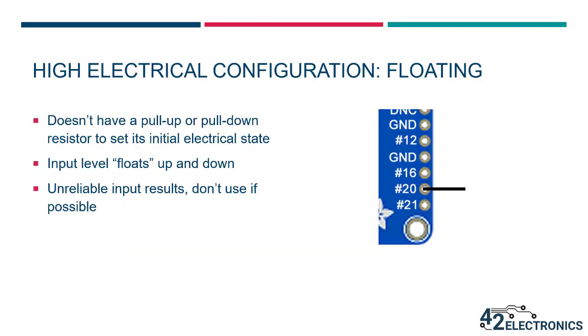All right, here is the third electrical configuration. It's called a floating configuration, and we talked briefly about this a few minutes ago. This condition is created when the input does not have a pull-up or pull-down resistor to set its initial electrical state. So this input pin will float up and down and can cause unreliable readings, so we want to avoid leaving a pin in a floating state.